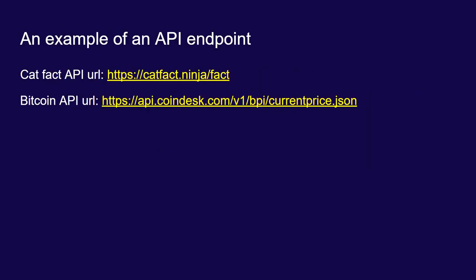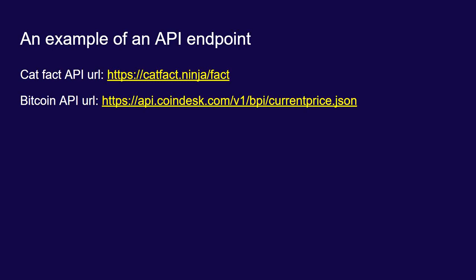So here are two examples of an API endpoint. So I've said to you, you can speak to an API. APIs will have different endpoints, okay? So for example, there's one API called catfact.ninja/fact where you can actually just get a random fact about a cat, okay? There's also a Bitcoin API where you can get the latest price for Bitcoin if you hit that Bitcoin API endpoint, okay?